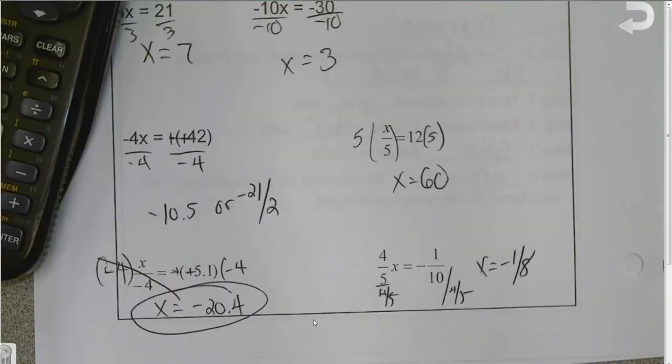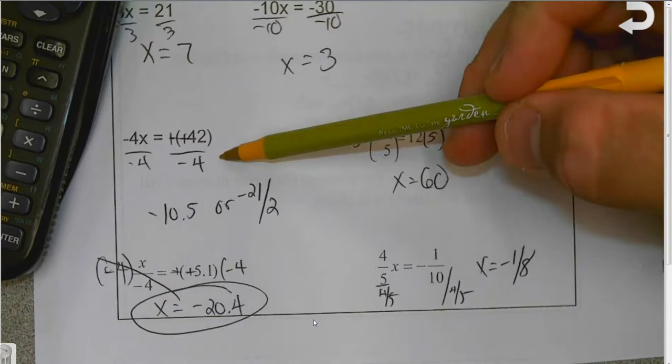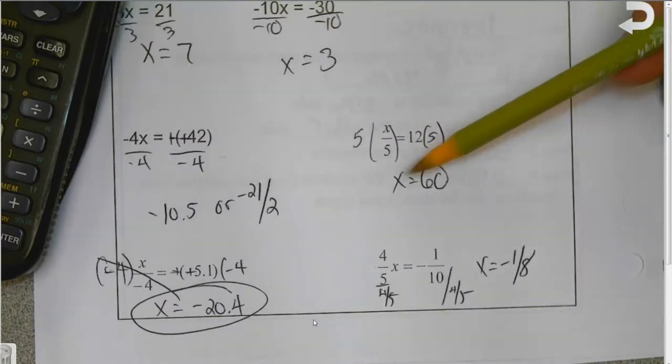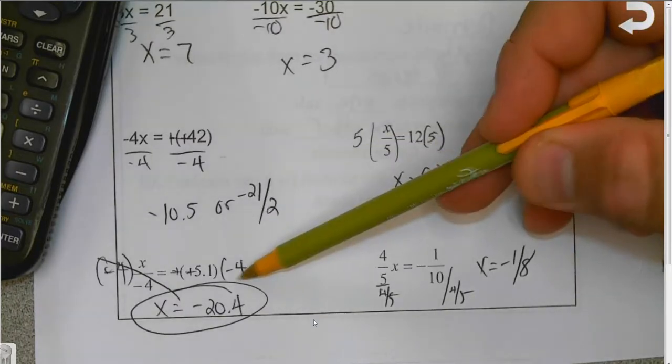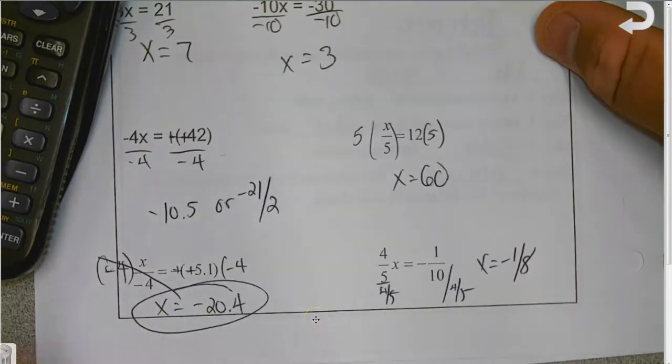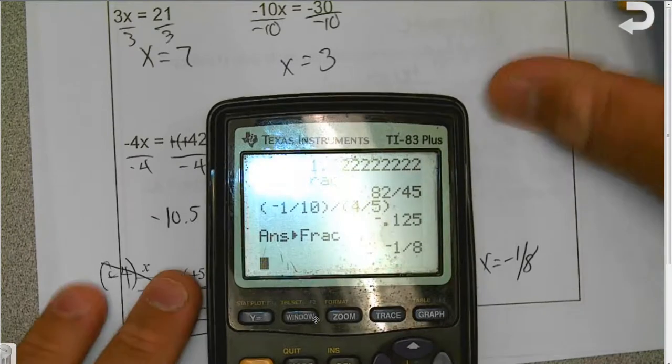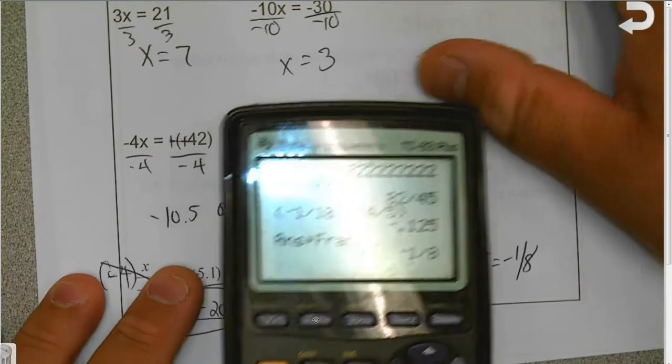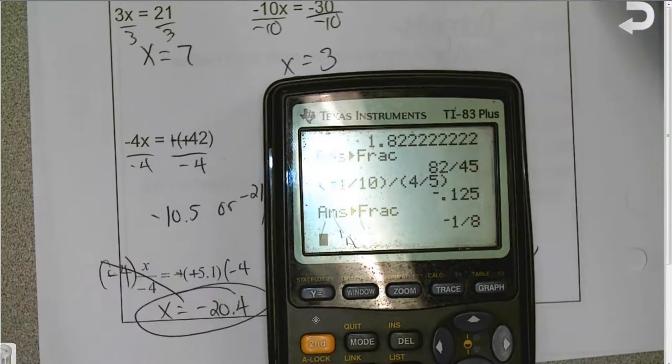Okay, so there's the 4 answers. I divided by negative 4. I multiplied by 5. I multiplied by negative 4. And I divided by 4/5. And again, you can see in the calculator how I handled dividing by 4/5. And then I hit math, enter, and change my answer to a fraction.